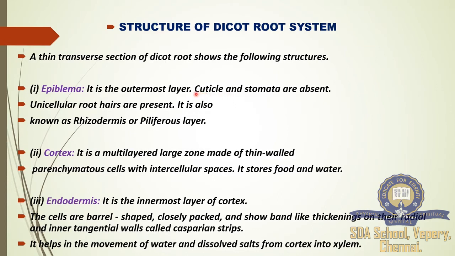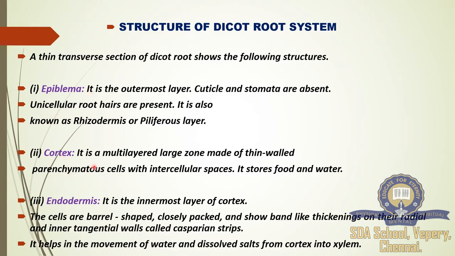Cuticle, what is the function of cuticle? It helps prevent the evaporation of water present in the plant, and stomata help the transpiration of water at the time of photosynthesis. It has unicellular root hairs. It is also known as rhizodermis or piliferous layer. Unicellular means only one type of cell is present in this epiblema.